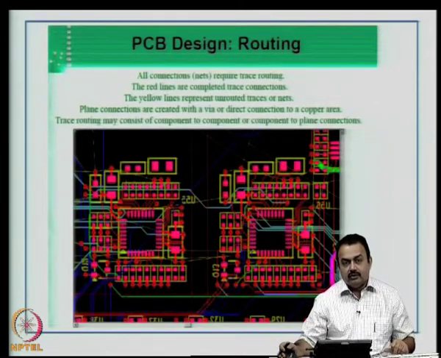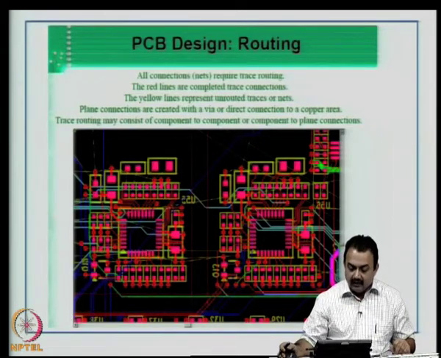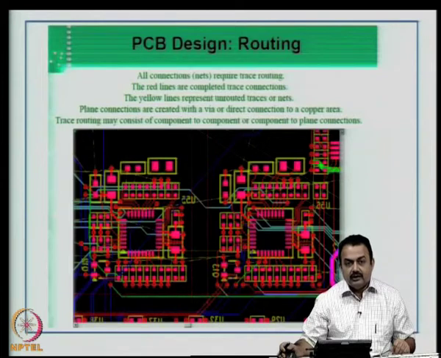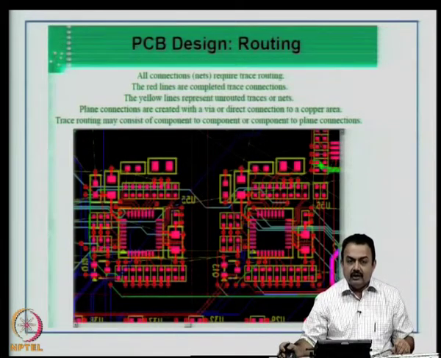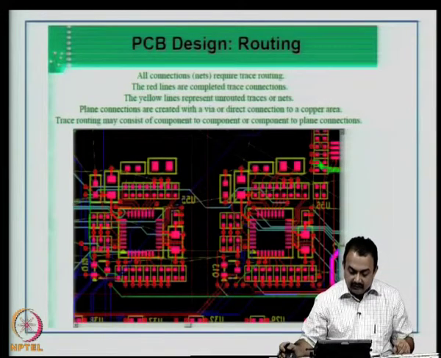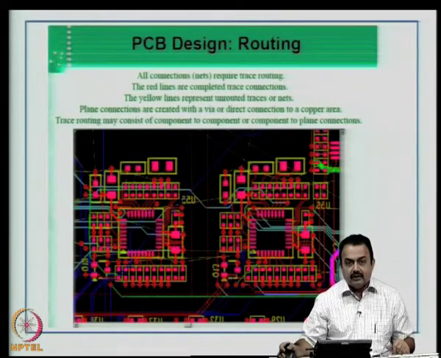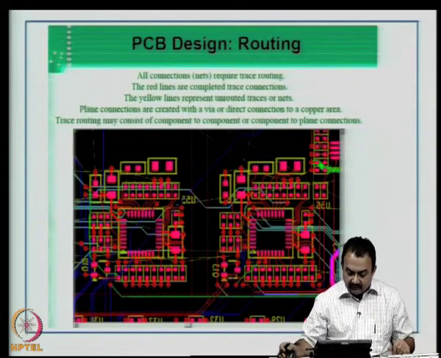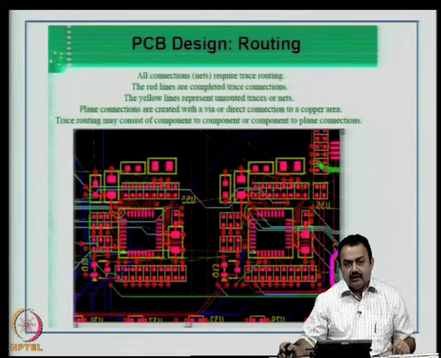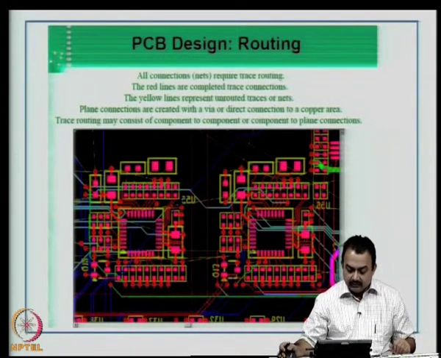Then we go to the routing program. Utilize the routing efficiency of your CAD program to interconnect the components based on the netlist information that you have generated. All connections or nets require trace routing. The red lines, as you can see here in this particular figure, are completed trace connections. The yellow lines represent unrouted or incomplete traces or nets.